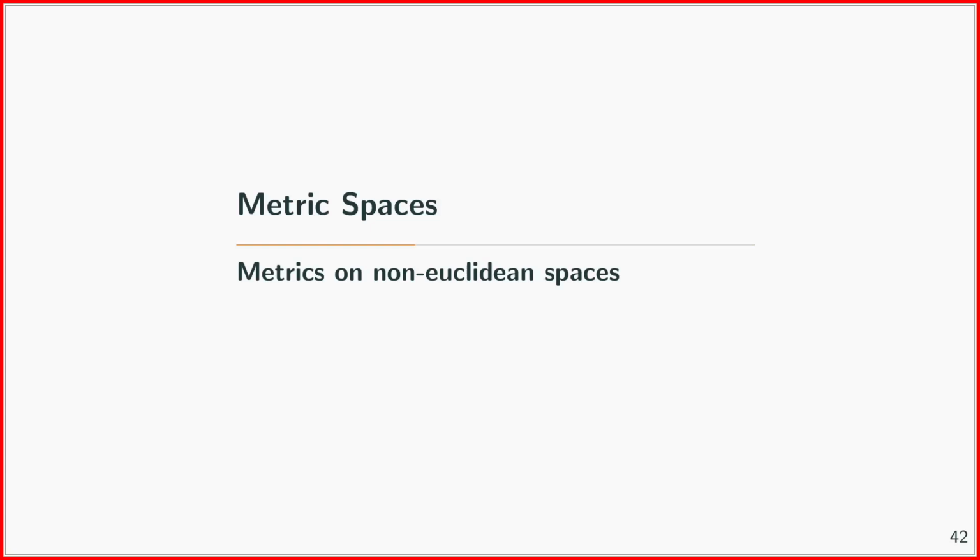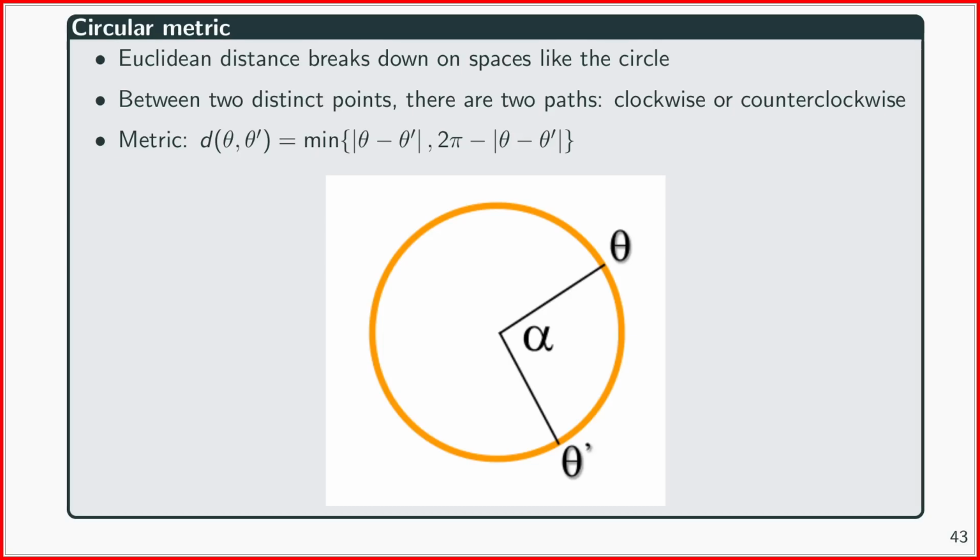Okay, and for non-Euclidean spaces, the metrics are a bit more complicated. So for example, if you have a circle, then of course this Euclidean distance breaks down. Because if you have two distinct points on a circle, like for example here you have one angle at this point and one angle here, then there are actually two paths to connect them. You can go clockwise or you can go counterclockwise. And so one good metric to define is actually to take the minimum of those two paths. And so one metric which you can define on a circle is this one here. It's just the minimum of the clockwise and the counterclockwise path on a circle.